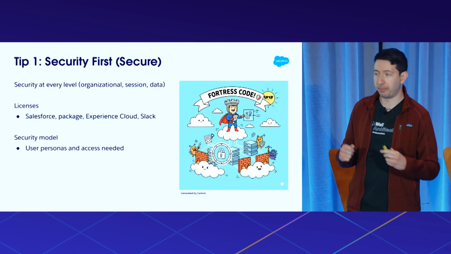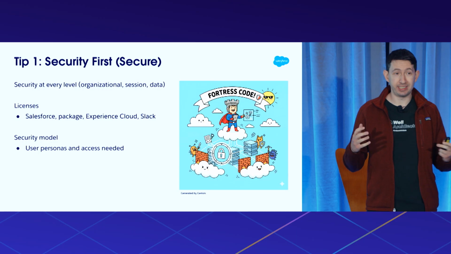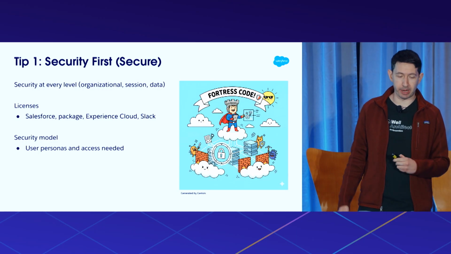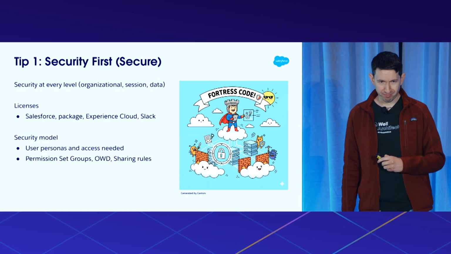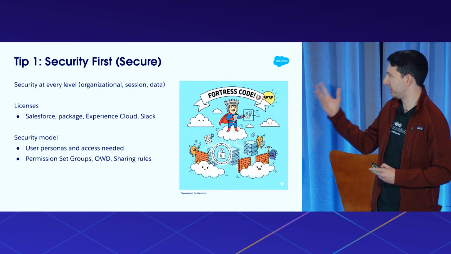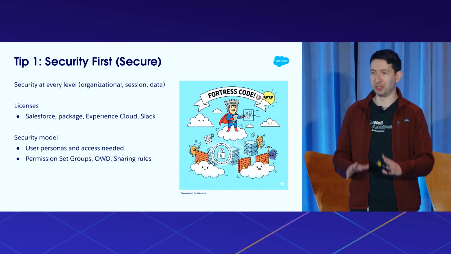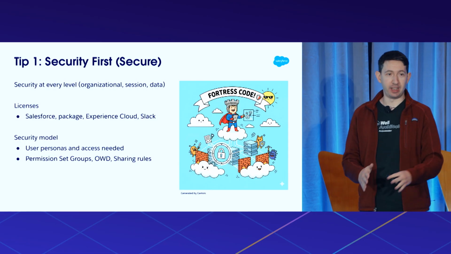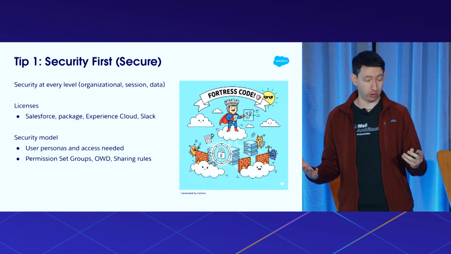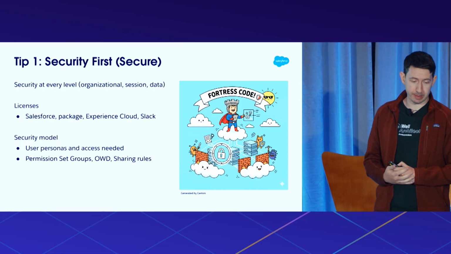What is the minimum amount of data somebody needs? And what things do they not need, both at the data and metadata level? And this is going to help us configure things like permission set groups, org-wide defaults, sharing rules. Hopefully, none of us here are still using a profile-first model. But there are various ways to set up our org based on what level of access people need.